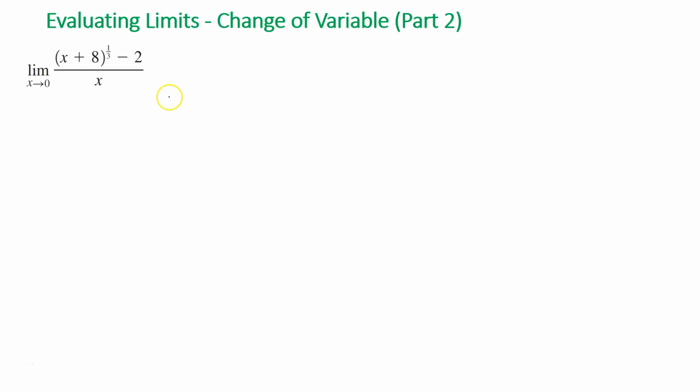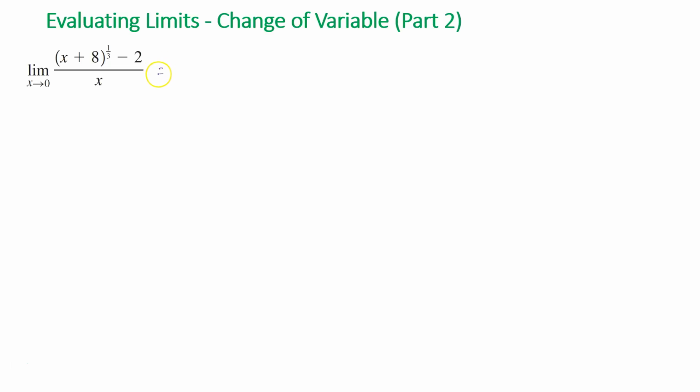This is the second video dealing with looking at the technique of change of variable for evaluating limits. So I'm going to look at another problem. We have the limit as x approaches 0 of (x plus 8) to the power of 1 over 3 minus 2, over x. When evaluating limits, the first thing you should do is check if you can use direct substitution.